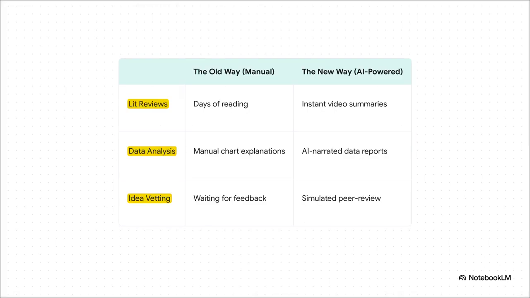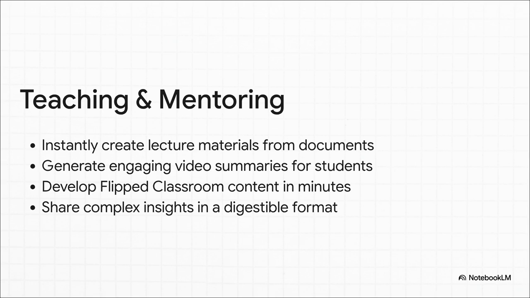All right, let's start with the research itself. Just look at this comparison between the old way and the new AI-powered way. A literature review that could take you days of dense reading, now it's a series of instant video summaries. Or instead of you having to manually walk someone through a complicated chart, the AI can generate a video that literally narrates the story of the data for you. Get this, you can even upload a research proposal and ask the AI to act like a peer reviewer, pointing out weak spots before you ever send it to a real person. That's a game changer.